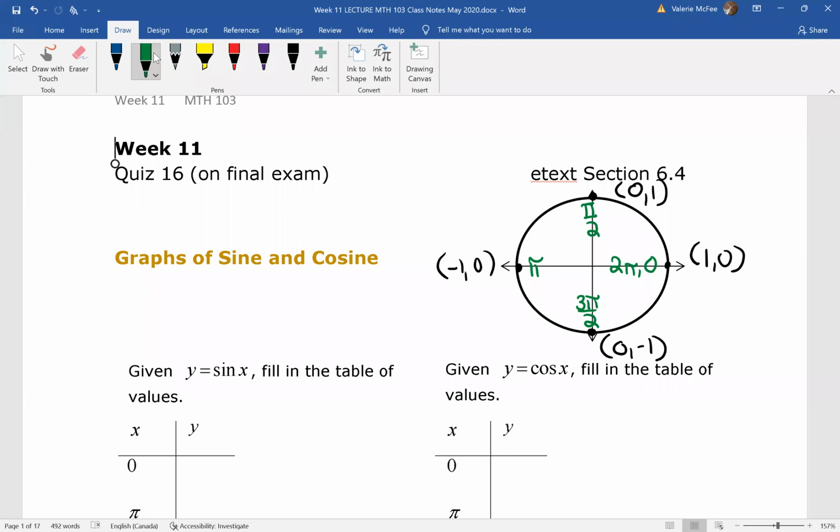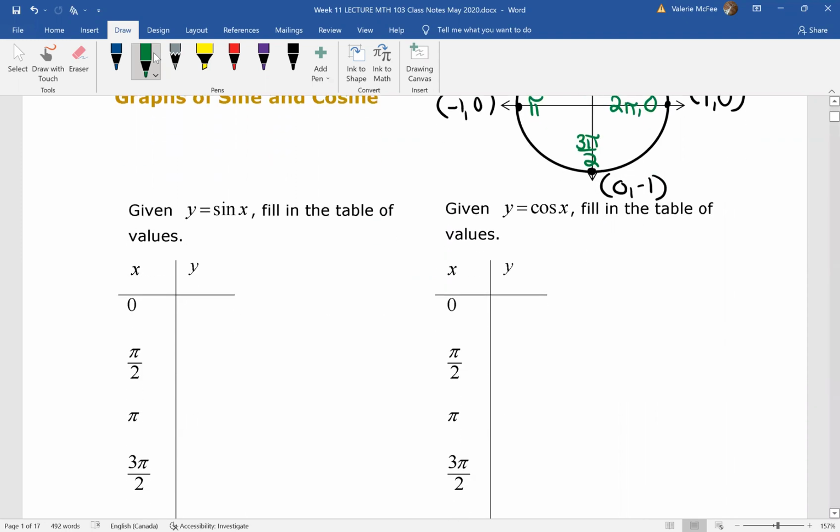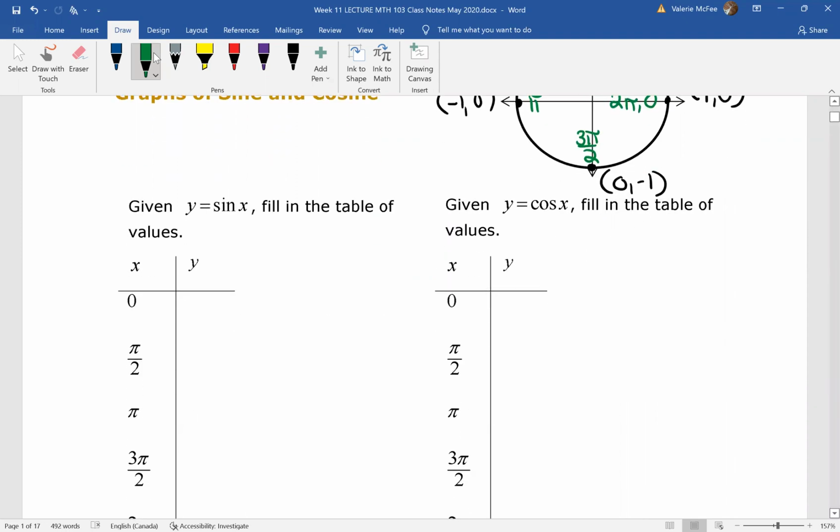So you'll notice that I also filled in the angle measures, but I used radians because that's what we're going to use when we're graphing. You could use degrees, but I think more commonly you're going to see it in radians, so let's practice that way. Now I have two tables here where I want you to fill in the values for y. I've given you x. Let's first of all fill in for the equation y equals the sine of x.